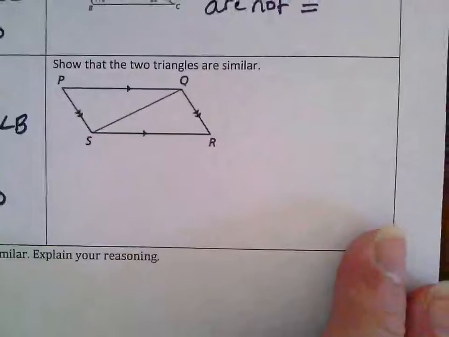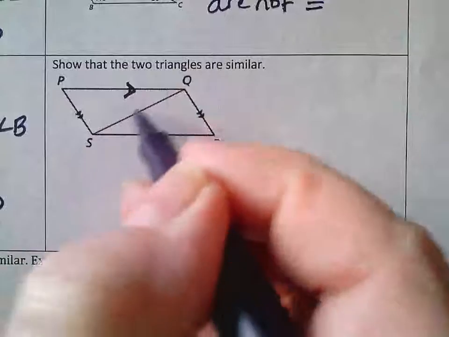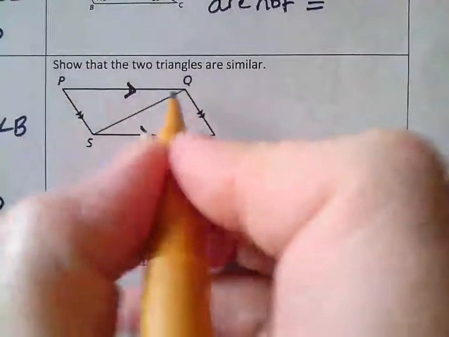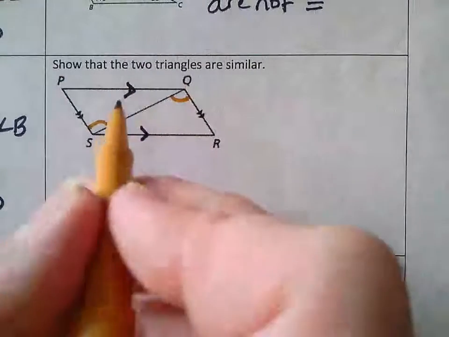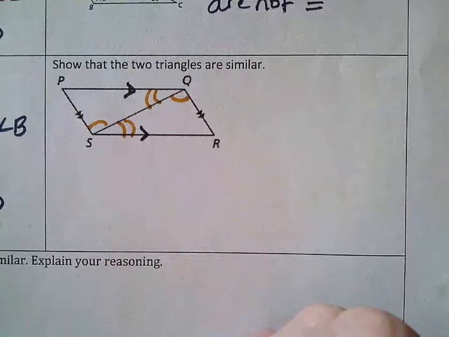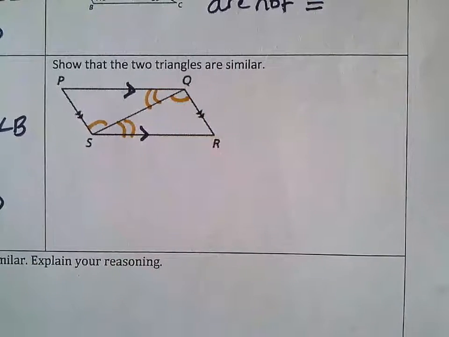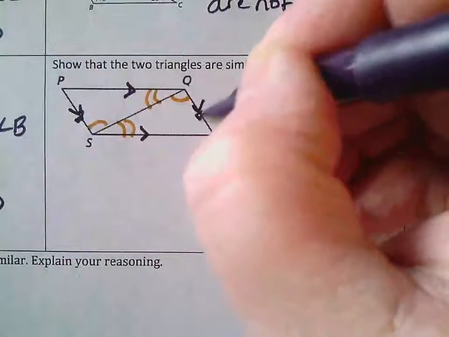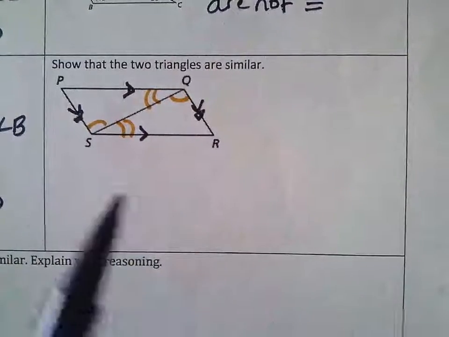Okay. Show the two triangles are similar. So again, parallel, transversal. That means this angle is congruent to this angle by alternate interior angles. And this angle is congruent to this angle by alternate interior angles. Remember, if you were to extend this, you would see little bow ties. So you have parallel things happening in the other direction as well, so you could have used it in the opposite direction as well. So opposite angles are congruent.